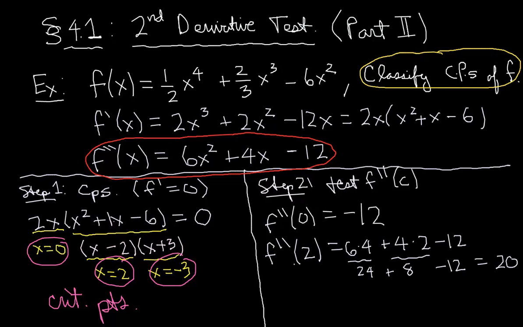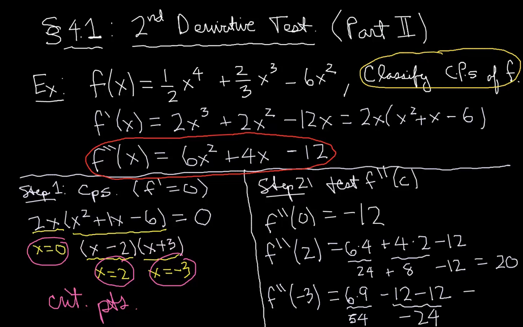Finally, we go to negative 3. If we plug that in, let's see what we get. We're going to get 6 times 9, that's 54. Then we're going to get minus 4 times 3, which is 12, and then minus 12 again, but that adds up to negative 24, and so you're going to get 30 here.